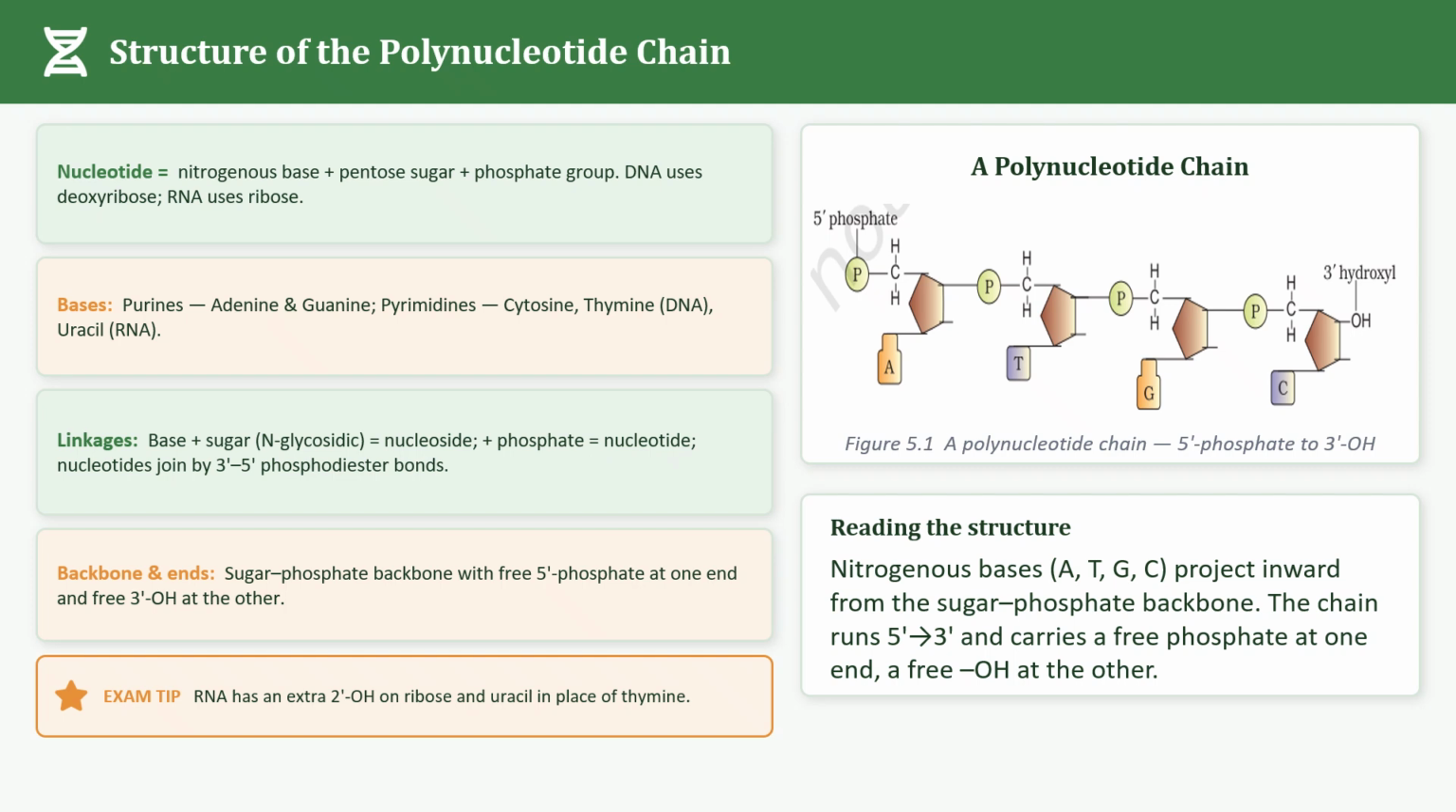Structure of the polynucleotide chain. We know that DNA is a hereditary material, and let us understand how it is built. DNA is an extremely long molecule made up of repeating units called deoxyribonucleotides. Just imagine a long train. Each compartment of the train represents one nucleotide. When millions or billions of these compartments join together, they form one enormous DNA molecule.